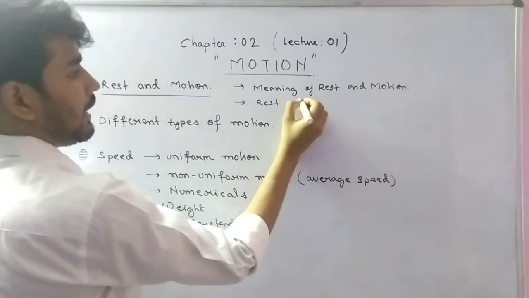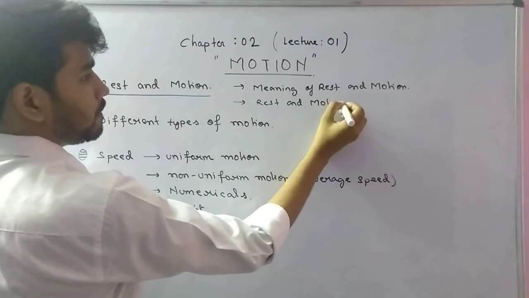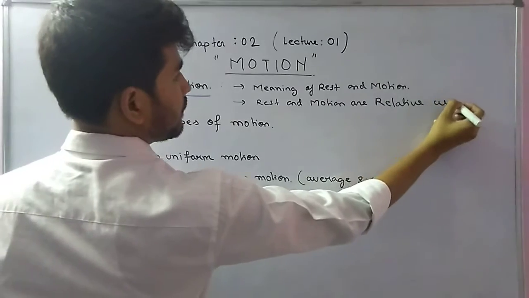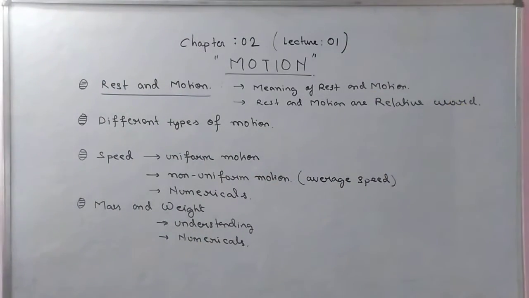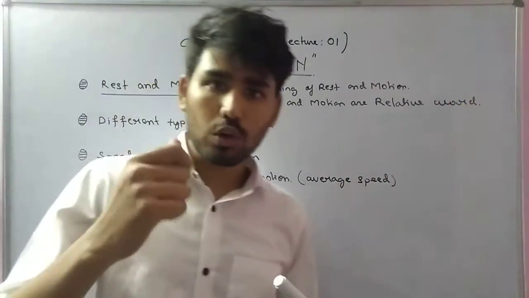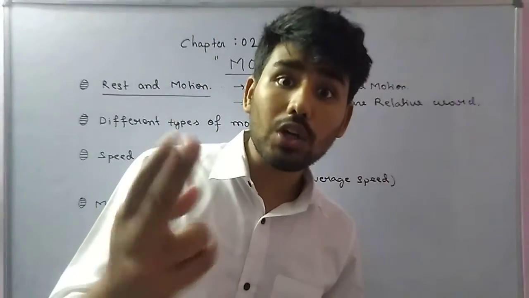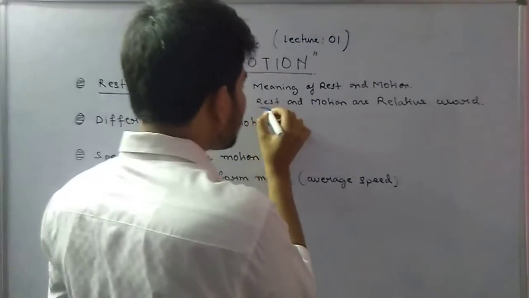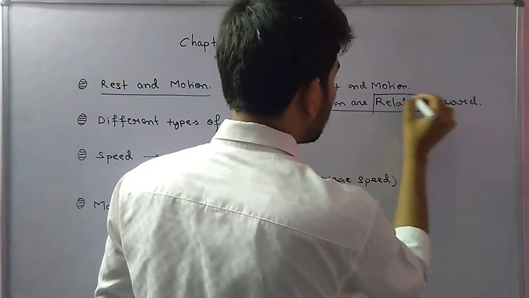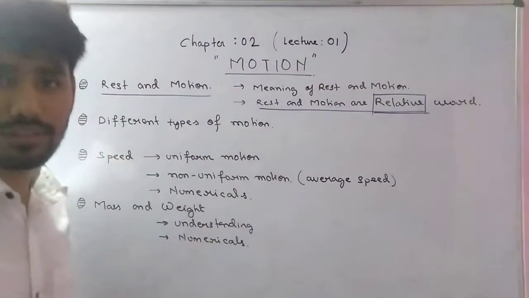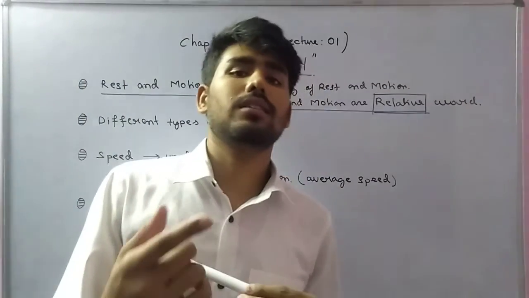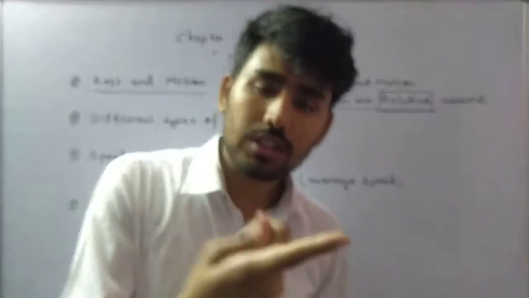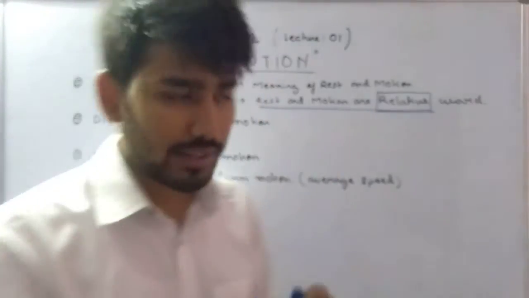rest and motion are relative words. We'll try to understand this line. First we'll try to understand what we mean by rest, then what we actually mean by motion, and then we'll pinpoint the phrase that rest and motion are relative words. They are relative. It depends upon the observer and the surrounding in which the motion is being observed.